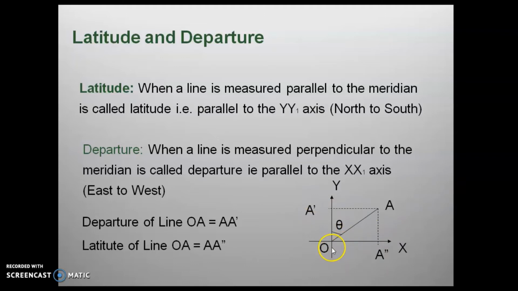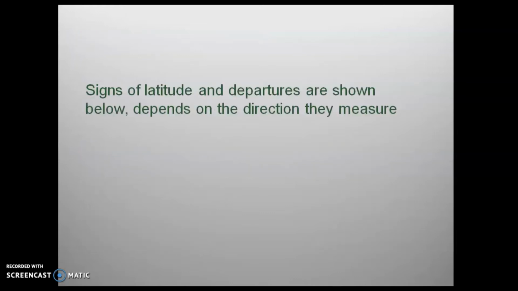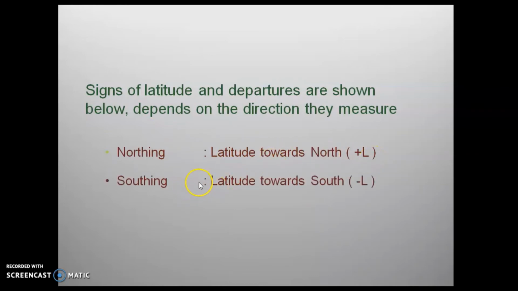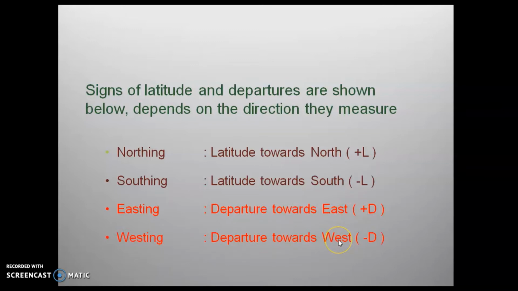Whereas from the origin towards the left side, that is westing, it is always negative. Now these are the sign conventions of latitudes and departures, depending upon the direction. As I said, northing, that is latitude towards north, is positive. Southing, latitude towards south, is negative. Easting, departure towards east, is positive departure, and westing, departure towards west, is negative departure. So you should remember these sign conventions, which is very important while calculating the problems.